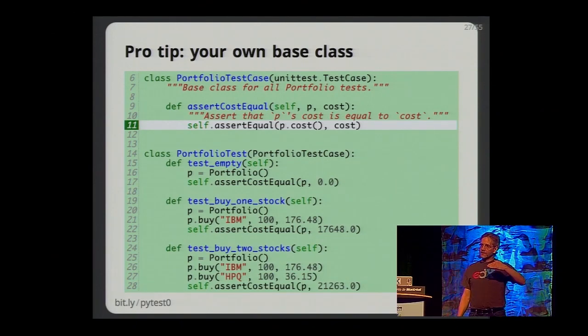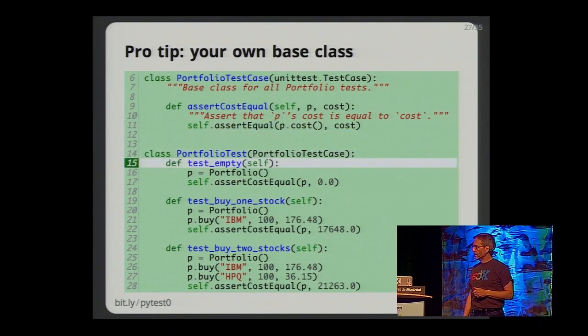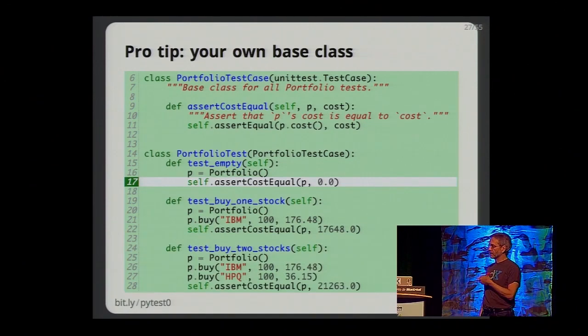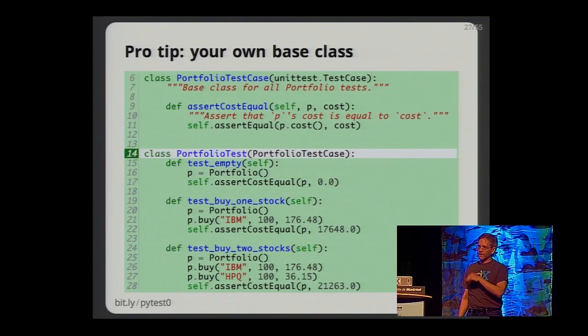And so now I've raised the level of discourse up into my own domain. Instead of writing tests that assert two numbers are equal, I can write tests that assert that the cost of a portfolio is equal to something. So here I can say assertCostEqual of p is equal to 0. And I still get the nice assertion because I'm using assertEqual under the covers, and I get the assertCostEqual method because I've derived from PortfolioTestCase.